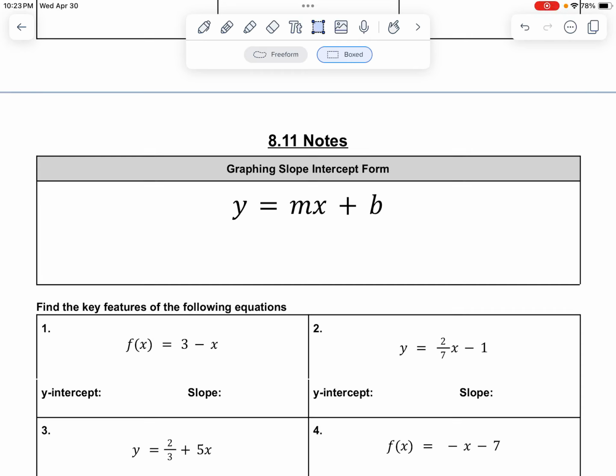Hi everybody! In this video, I'm going to be going through the notes for lesson 8.11, which is about graphing equations when they are in slope-intercept form. Now, you may have heard about slope-intercept form before. It's pretty famous, and a lot of people remember learning it as y equals mx plus b. The important thing about what makes this slope-intercept form is that the y is alone.